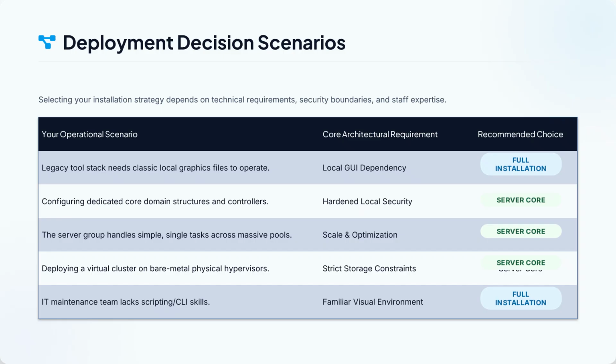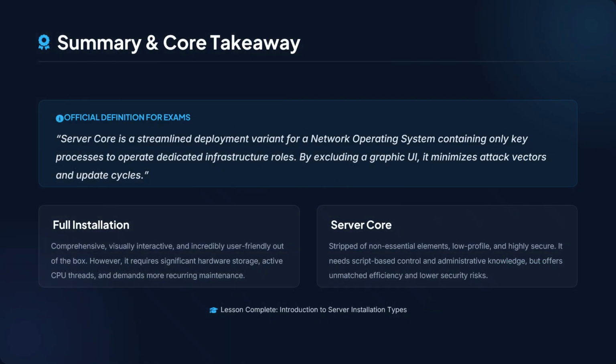So to wrap it all up, the core concept here is that the choice between full installation and Server Core is essentially a trade-off between ease of management on one hand and efficiency and security on the other. There is no universally correct answer. It depends entirely on your specific requirements, your team's skill set, and the role the server will play. To summarize each option in one sentence: full installation means everything is included, it is easy to use, but it is heavy and requires high maintenance. Server Core means it is minimal and lean, it is command line only, but it is secure and low maintenance.